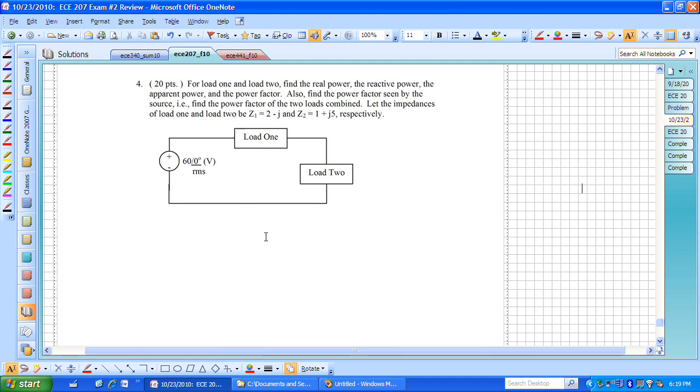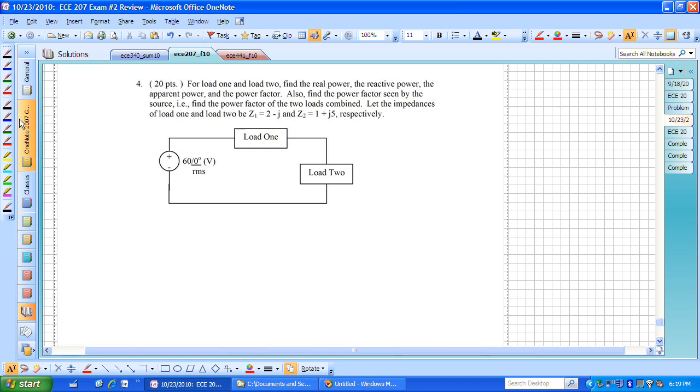We're also asked to find the power factor seen by the source, which really is the power factor of the two loads combined, and we're given the two impedances of those loads, load 1 and load 2. We're also given the source voltage, 60 at 0 degrees, and it's an RMS.